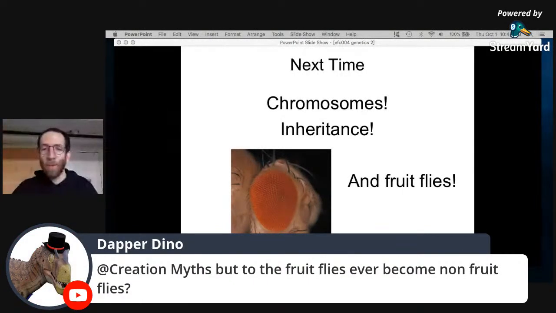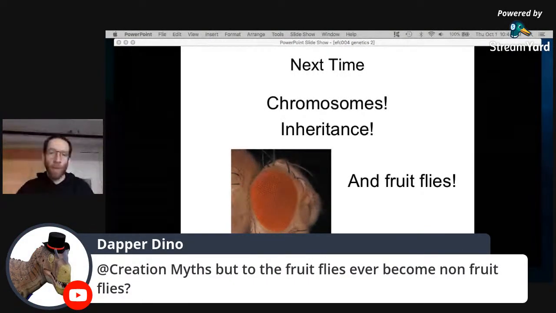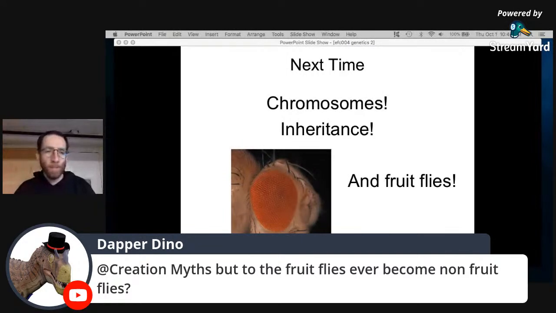See, Dapper is being provocative again: do fruit flies ever become non-fruit flies? It depends on how you define them. Biochemically, one of Lenski's E. coli lines is no longer E. coli, because the inability to metabolize citrate aerobically is a defining characteristic of E. coli. You can biochemically test bacteria, and if they aerobically metabolize citrate, then they're not E. coli. But I see what you're doing.